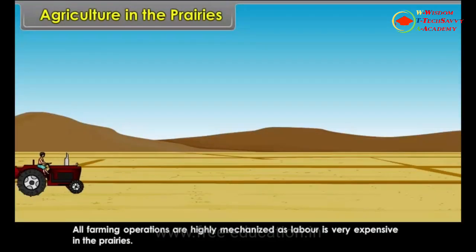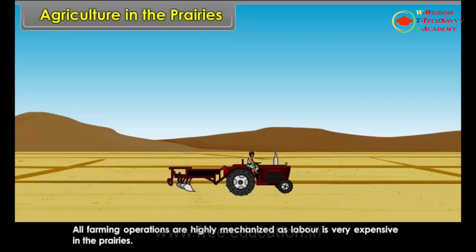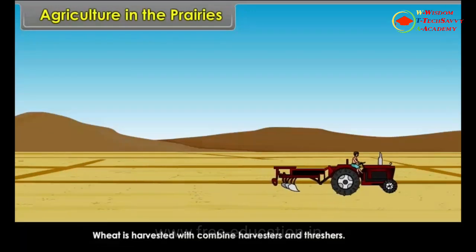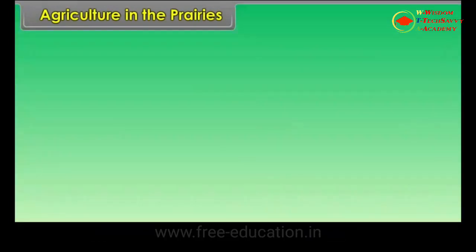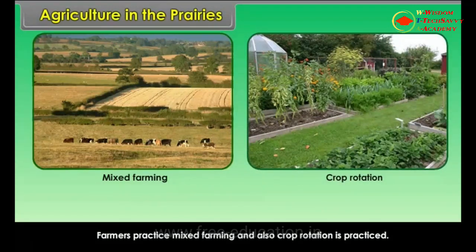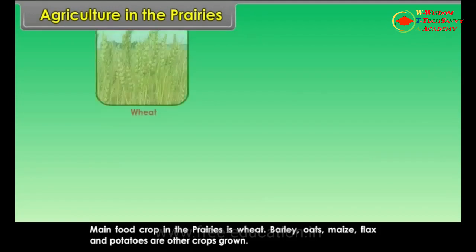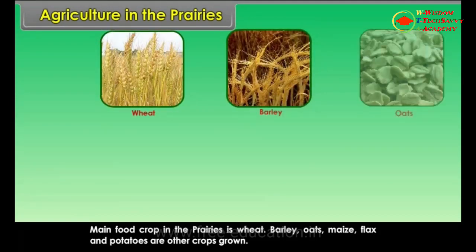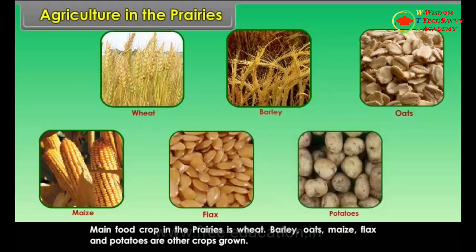All farming operations are highly mechanized as labor is very expensive in the prairies. Wheat is harvested with combine harvesters and threshers. Farmers practice mixed farming and also crop rotation is practiced. Main food crop in the prairies is wheat; barley, oats, maize, flax and potatoes are the other crops grown.